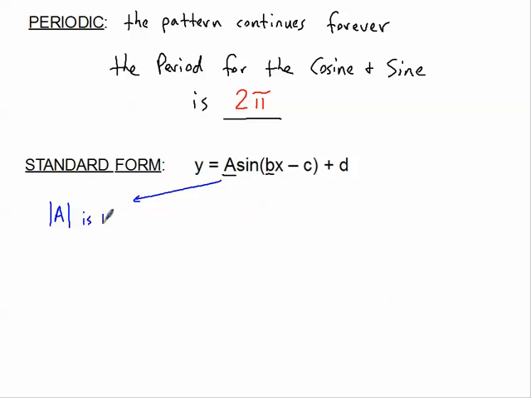A is the amplitude. Amplitude sort of reminds me of altitude, and that sort of reminds me of height, and that's exactly what the A does. It affects the height. It's going to affect how tall your graph goes.